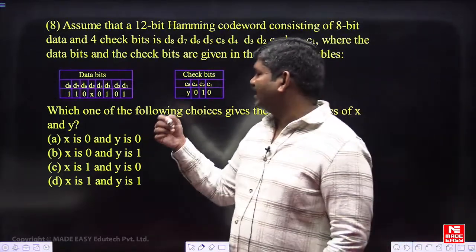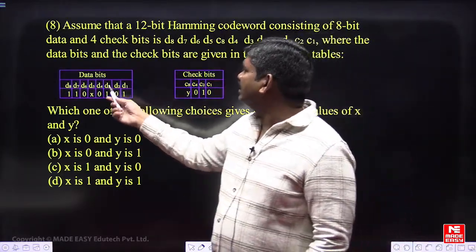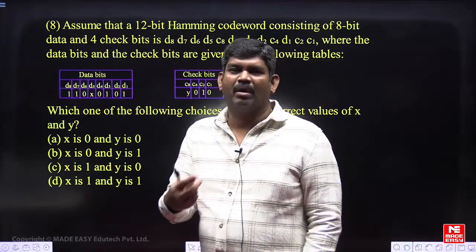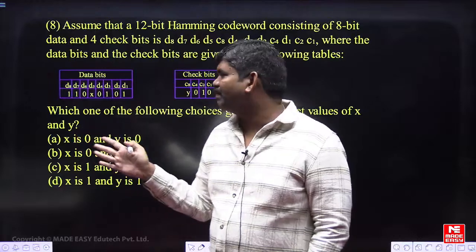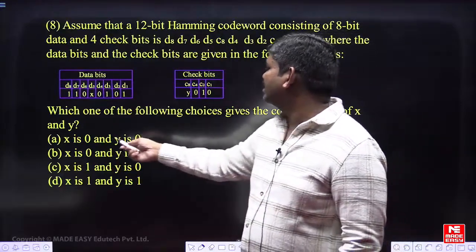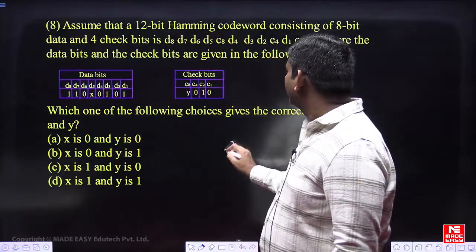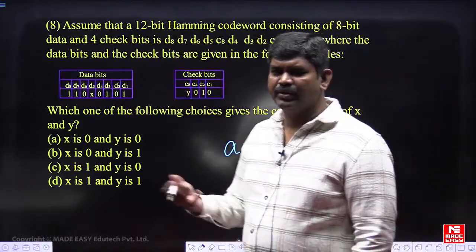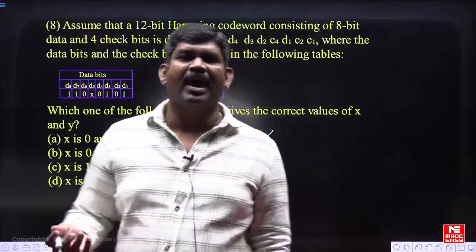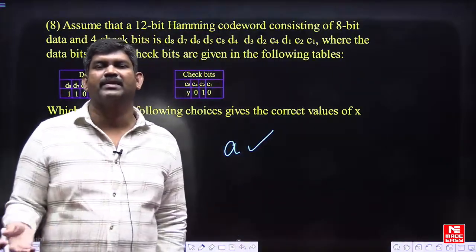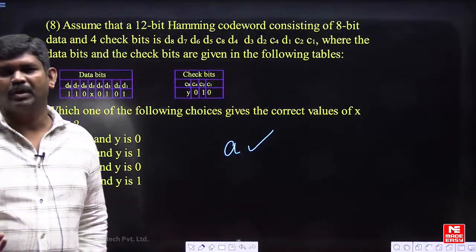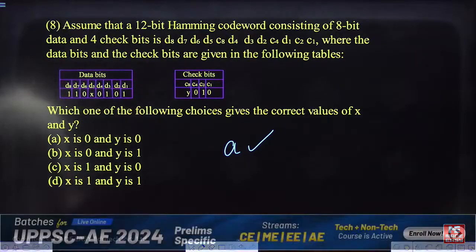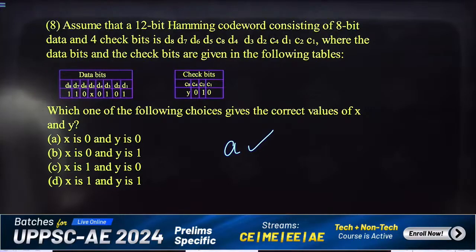See, in an actual question, if D4 or D3 is again repeated, you have to understand that common sense will tell you once you know the rules and how to apply them. So for this, what is the answer? X is equal to 0, y is equal to 0. So A is the answer for this particular question. You have to just follow the rules. 2 power r greater than or equal to m plus r plus 1. Only at power of 2 positions you have to add parities. That is how you have calculated. Yes, correct, Anushka, correct.